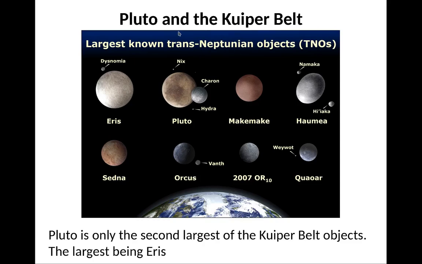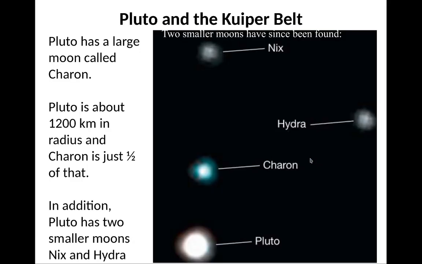These are called the trans-Neptunian objects, TNOs, right? Of which Pluto is one of them, and it belongs to a family of objects known as the Kuiper Belt objects. So Pluto is only the second largest of the Kuiper Belt objects. In fact, the largest is a Kuiper Belt object known as Eris, right? So there's Eris, and there's Pluto, with Charon, which is the big moon, and also Hydra and Nix as well. Okay, and there are also other Kuiper Belt objects, Makemake, Haumea, Sedna, Orcus, 2007 OR10, and I don't know how to pronounce that. All right, Pluto and the Kuiper Belt objects.